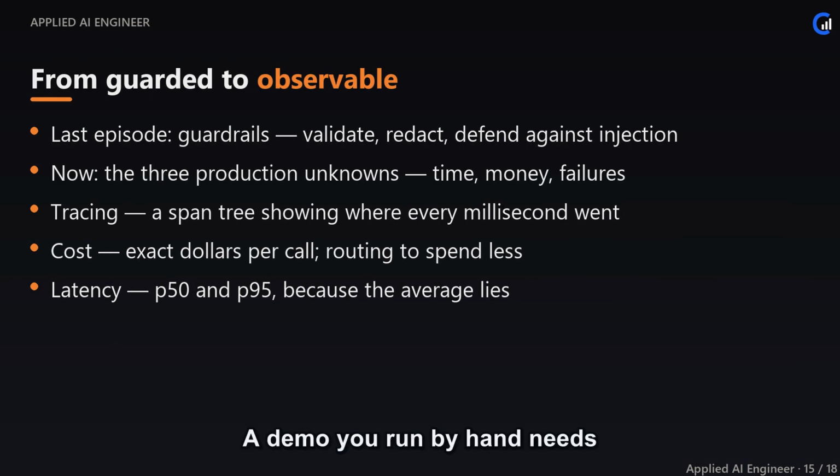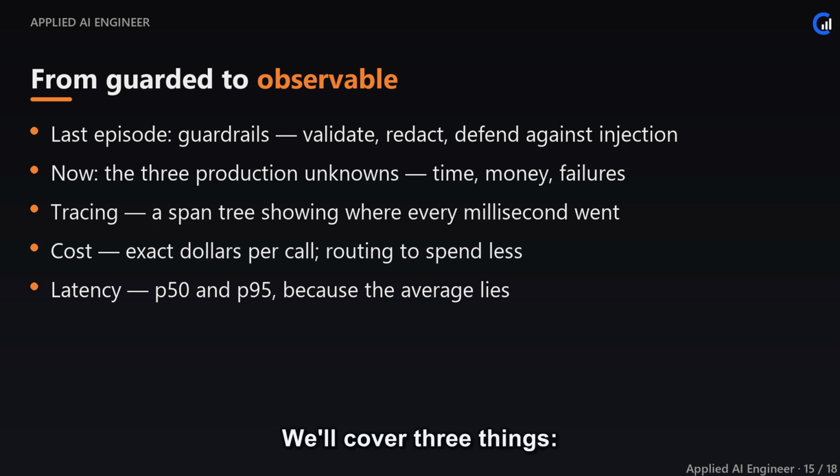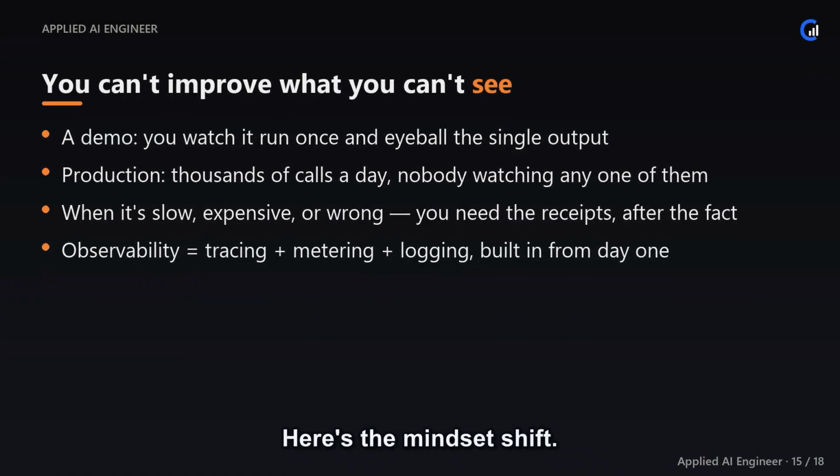A demo you run by hand needs none of this. A service handling thousands of requests needs all of it. We'll cover 3 things: tracing, so you can see where time goes; cost, so you can see and shrink the bill; and latency percentiles, so you measure the experience your slowest users actually get. Let's start with tracing. Here's the mindset shift.